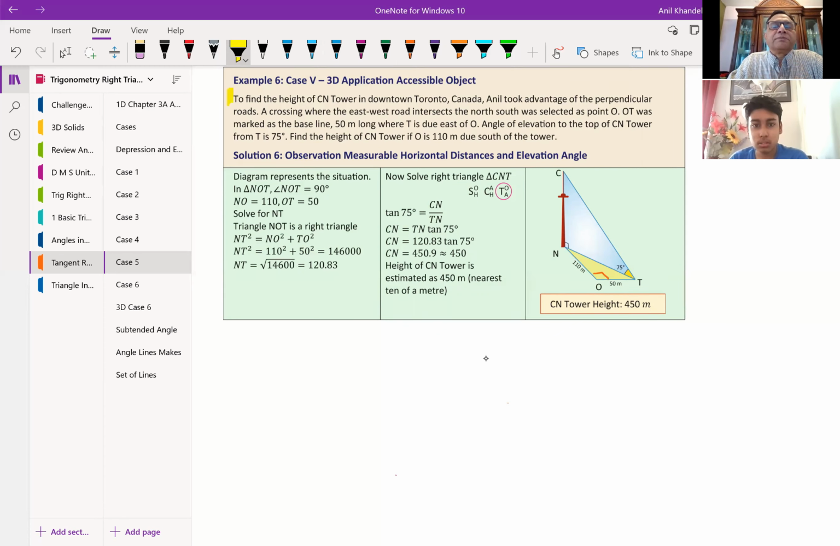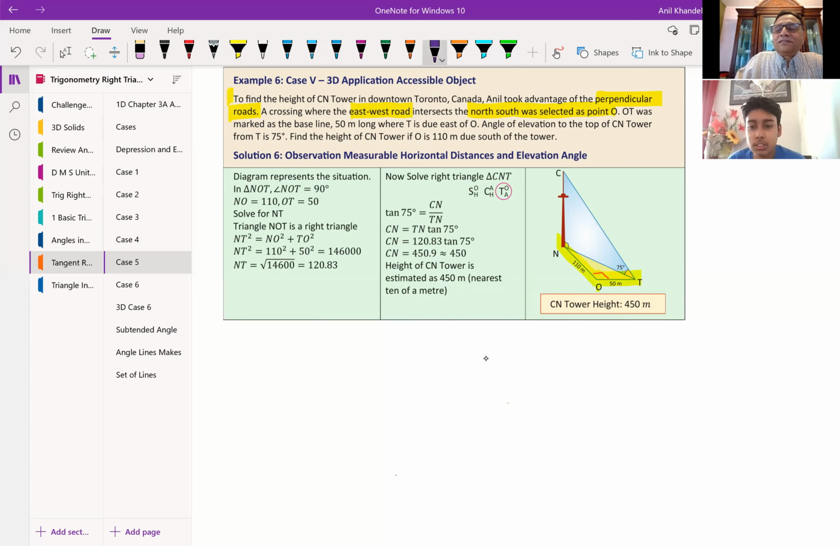Please read from the beginning. To find the height of the CN Tower in downtown Toronto, Canada, Anil took the advantage of the perpendicular roads. A crossing where the east-west roads intersect the north-south was selected as point O. So that means at point O, one road is east-west and the other one is north-south. Do you see that? Yes, sir.